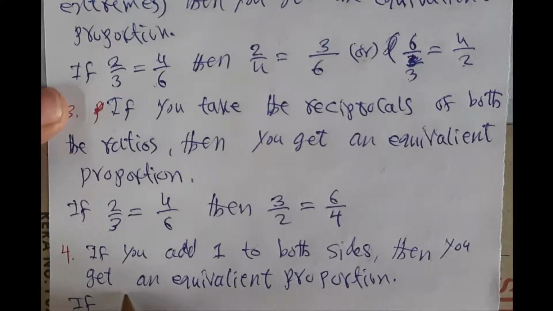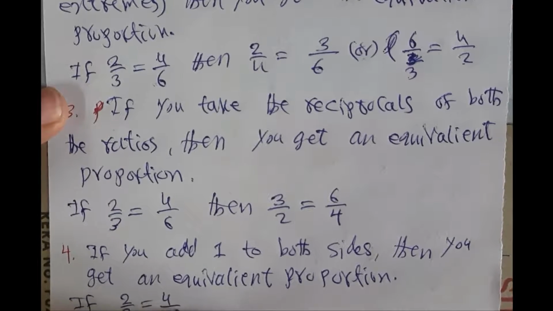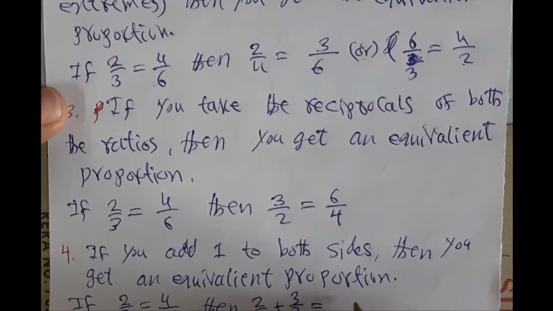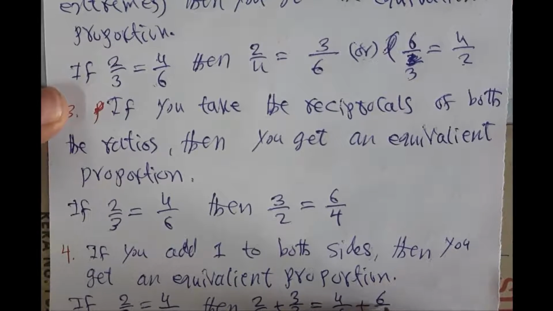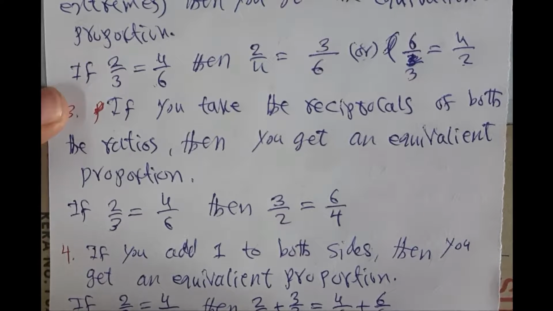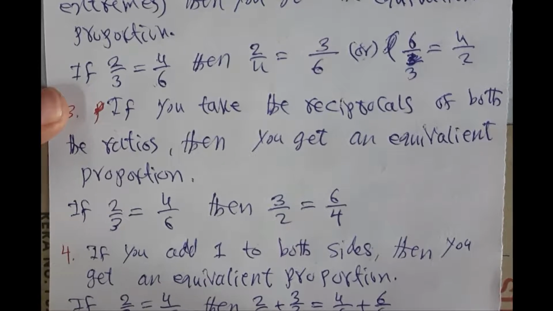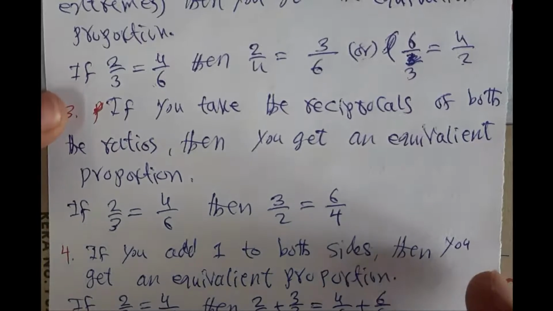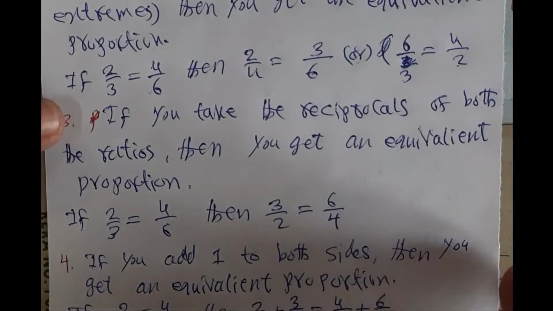If 2 by 3 is equal to 4 by 6, then 2 by 3 plus 3 by 3, which is 1, is equal to 4 by 6 plus 6 by 6. This implies 2 plus 3 by 3 is equal to 4 plus 6 by 6. Actually, the proportion will not change. Here another proportion will come which is equivalent.